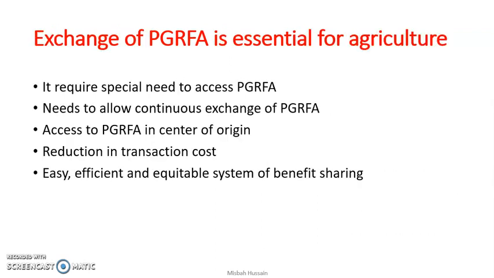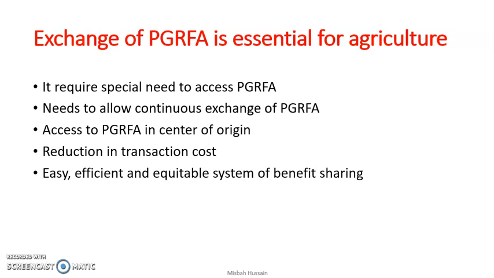For this interdependence of countries, there should be an exchange of plant genetic resources that are important for agriculture. When we talk about exchange, it means that countries should have access to plant genetic resources for food and agriculture. And this exchange between the countries should be continuous so that they can improve their indigenous varieties, along with access to plant genetic resources in the center of origin. You can find my lecture on the center of origin in my previous videos. For the details of the center of origin or the center of diversity, please see my previous video.